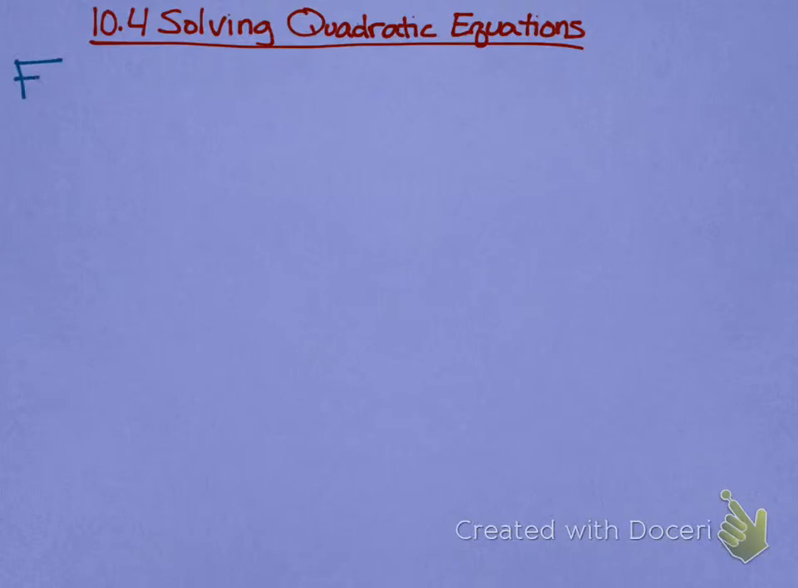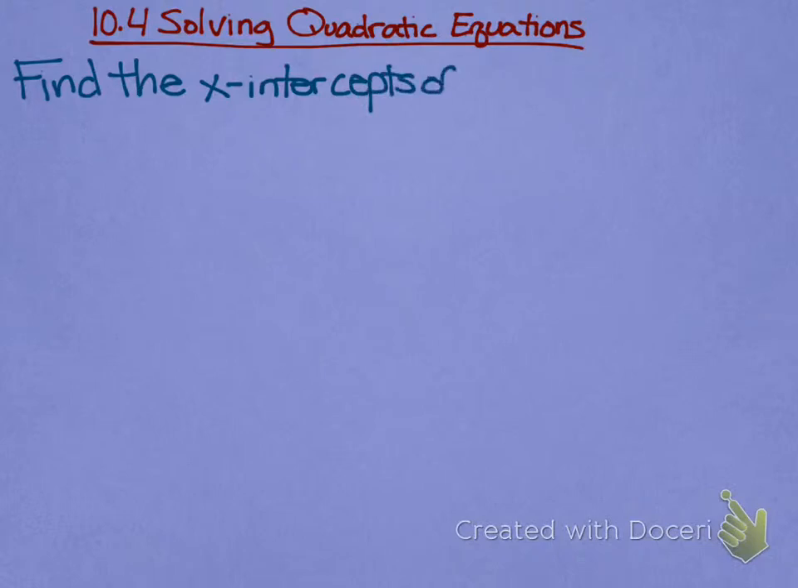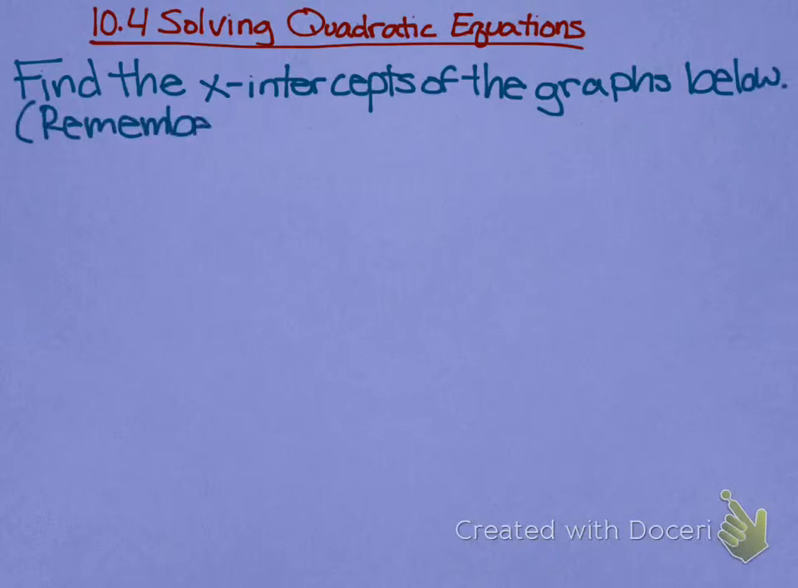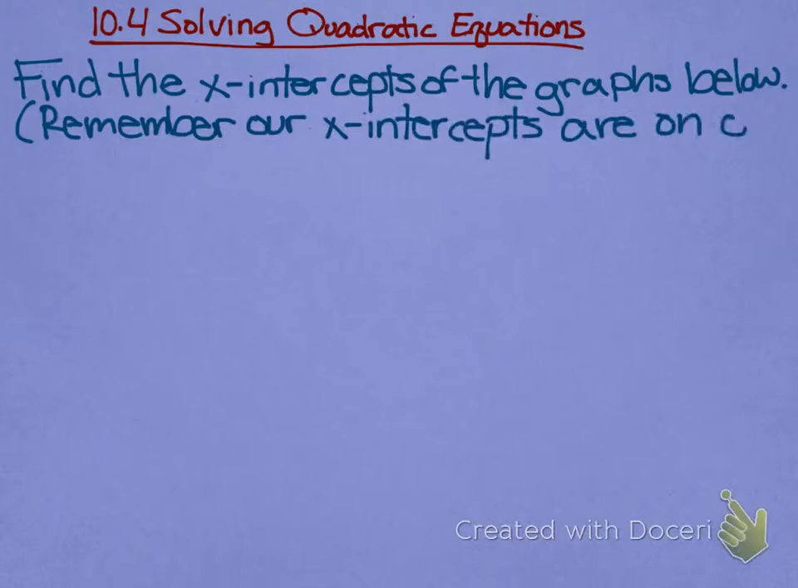Alright, in this video I'm going to go over 10.4, solving quadratic equations. This one we're going to go over two methods. One's going to be graphing and one's going to be solving. So first I want you guys to take a look at the example that's going to pop up on the screen momentarily, and I'm going to ask you guys to find the x-intercepts of the graphs below. So once those appear, we'll take a look, and remember, the x-intercepts are where our graphs cross the x-axis. Another name for this is the zeros of our graphs.